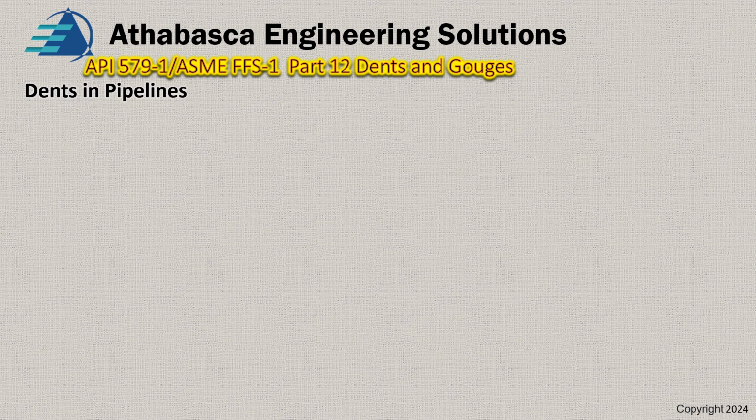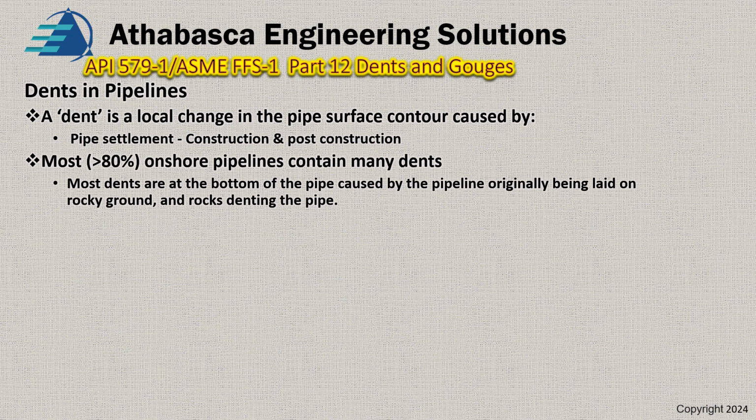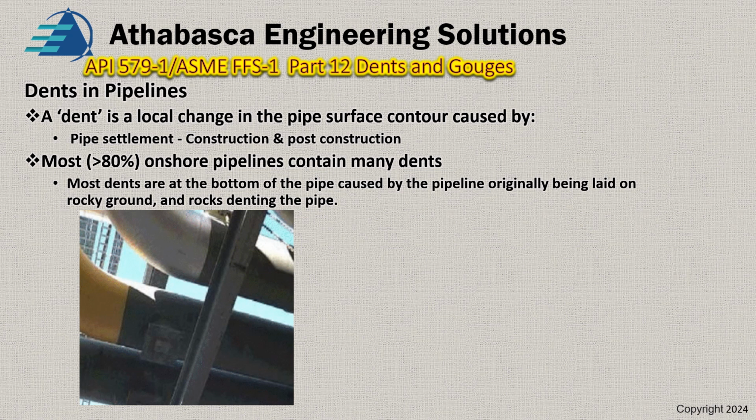Most of this talk will be about dents in pipelines and piping systems, because in my experience, that's been the majority of where dents occur. Let's look at what they say. A dent in a pipeline is a local change in the pipe surface or contour, and it can be caused by pipeline settlement, and that could be in the new construction or the post-construction phase. An interesting stat is most onshore pipelines have many dents, and most of them are located at the bottom of the pipe, caused by the pipeline originally being laid on rocky ground, or on rocks that dented the pipe.